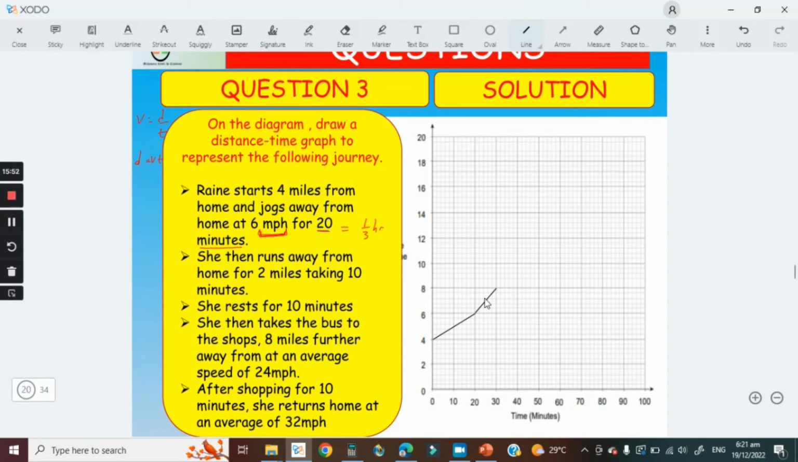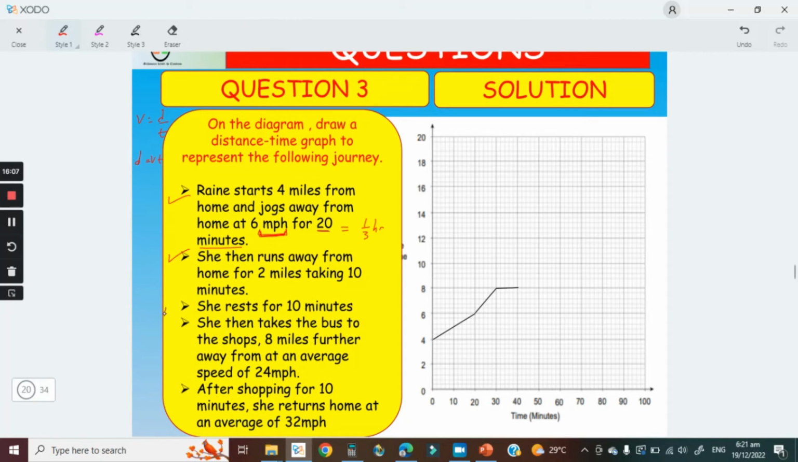Then it says she rests for 10 minutes. Resting means as time goes by, the next 10 minutes she's not moving. So notice for the next 10 minutes she's what? Not moving. So notice we covered this, and we covered this.